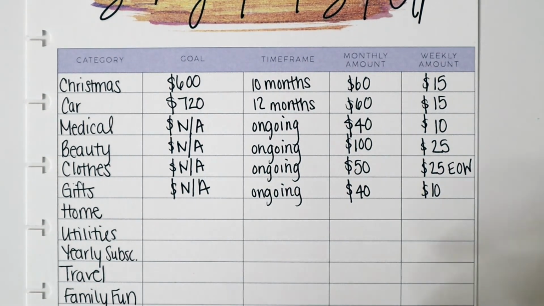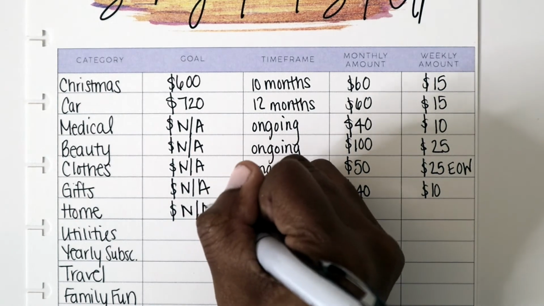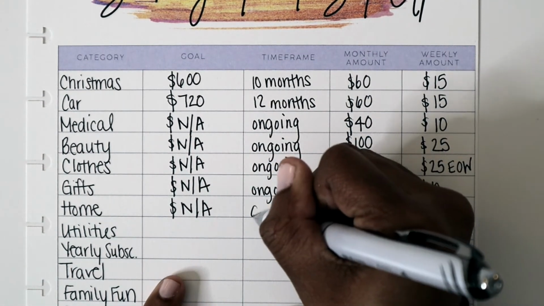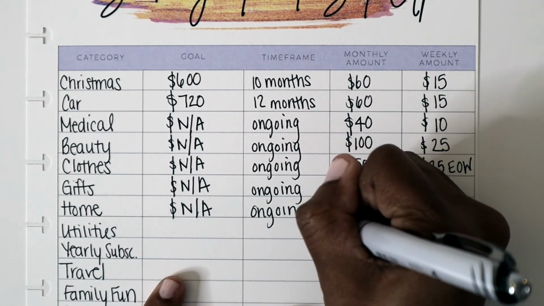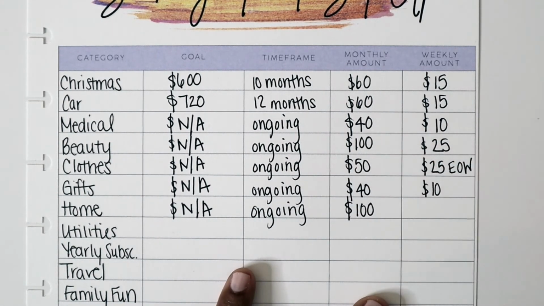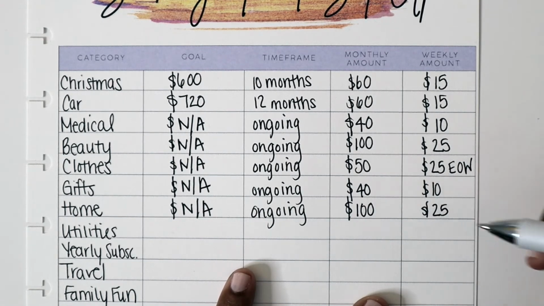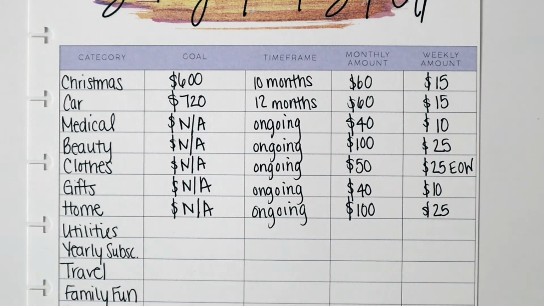The next category is home. And again, no goal, and it's going to be ongoing. But each month I want to put $100 in this sinking fund, which would equate to $25 a week. And in this sinking fund, it'll help with any home maintenance or minor repairs that we have, any landscaping needs that we have. That money will go to this sinking fund.